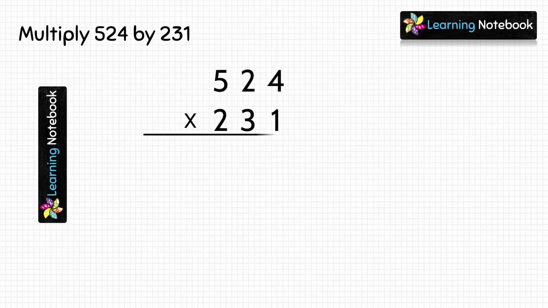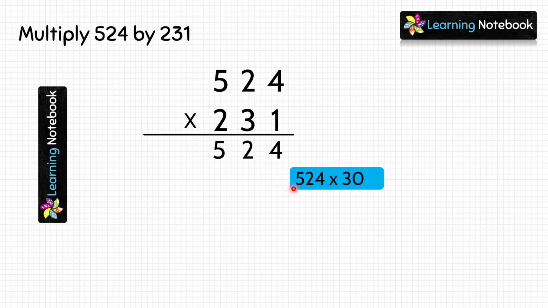So after writing them in column, we will do step 1, where we are going to multiply 524 by 1. 1 into 4 equals to 4. 1 into 2 equals to 2. 1 into 5 equals to 5. So we have completed step 1 and its product is 524. Now let's move to step 2.